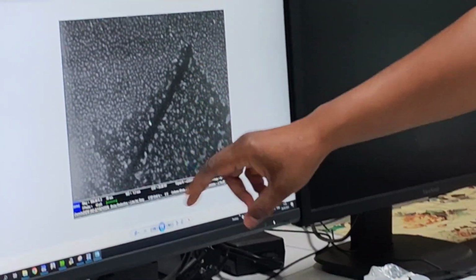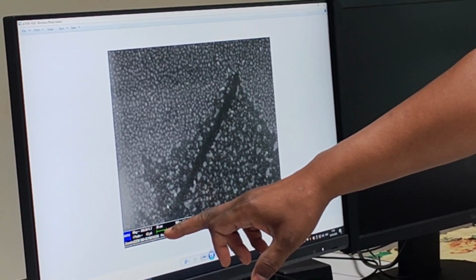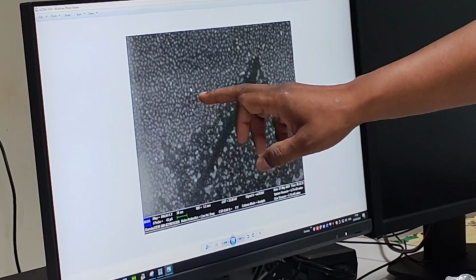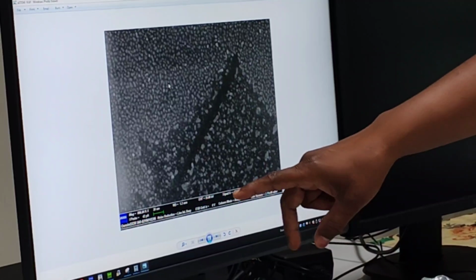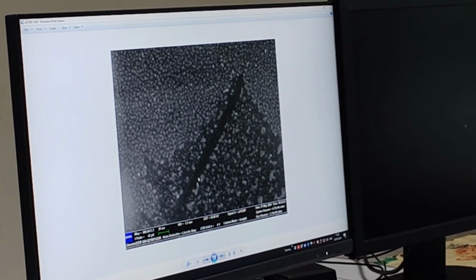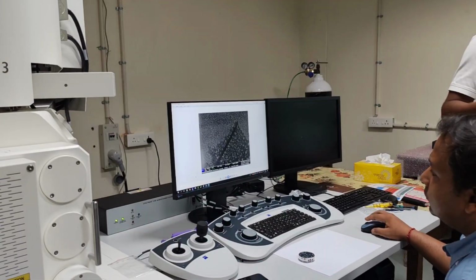So here, if you see, this scale bar itself is 20 nanometers. For the distance between these two particles, we use a software to measure the resolution of the particular image.